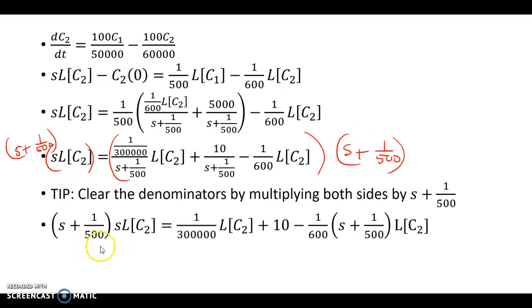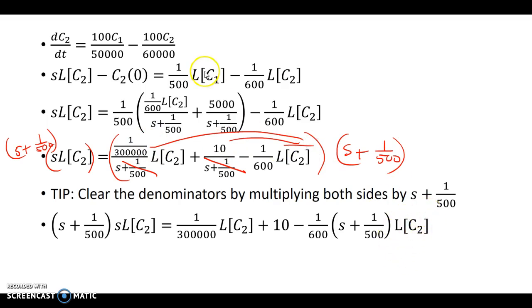So that means I'll multiply it over here. So I have s plus 1 over 500 times s times Laplace of C2. And that cancels that guy out right there, so I just end up with just that portion. That cancels out, so I just have plus 10 minus 1/600th times, again, that needs to multiply all three terms, here, here, and here. And so I get that right there.